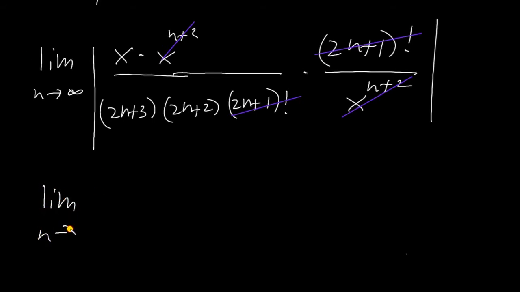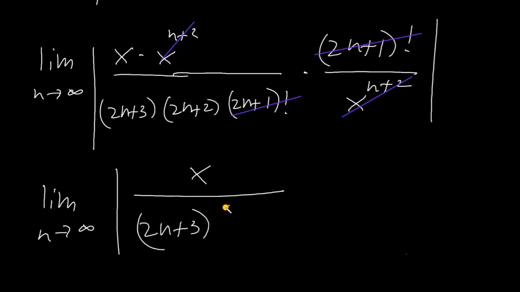Well, it leaves us with the limit as n approaches infinity of x over 2n plus 3 times 2n plus 2. And what is this limit? Well, there's no n on the top, there's only the n on the bottom, so this limit is going to go to 0. And remember, for the ratio test to cause the series to converge, this step has to be less than 1. This limit has to be less than 1.